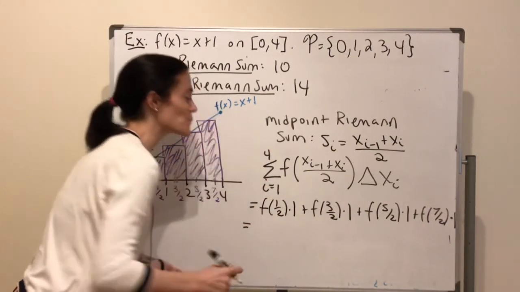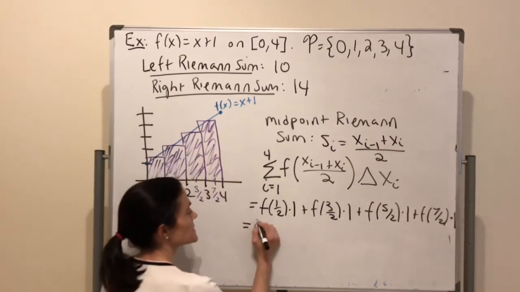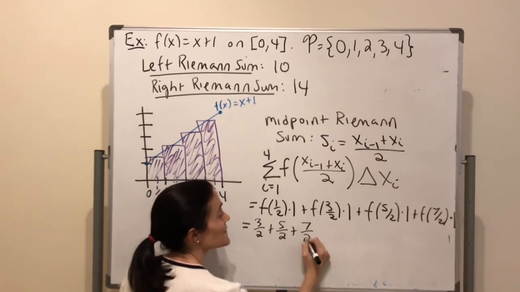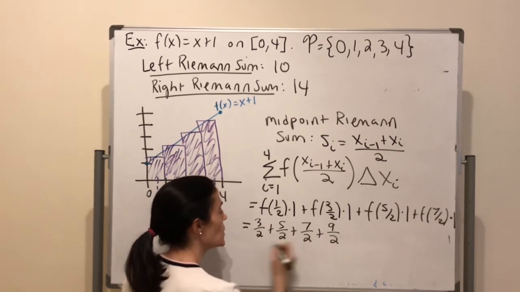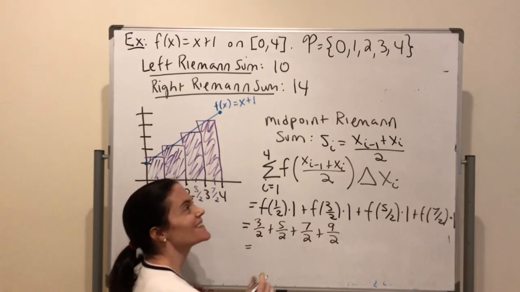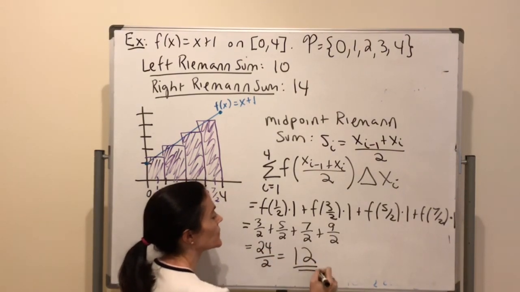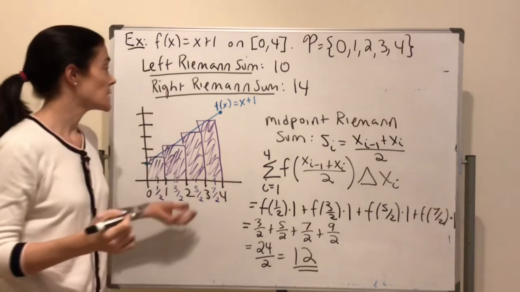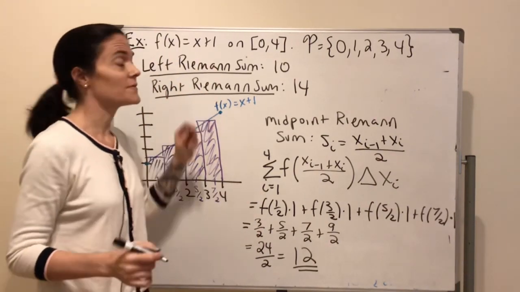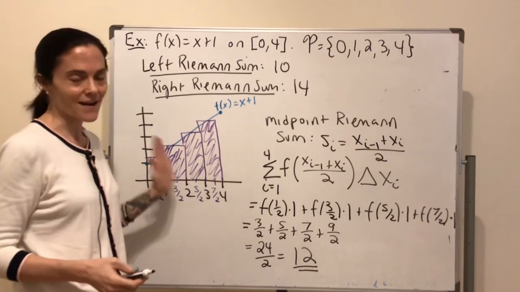Now, what is this? Well, the function value is just x plus 1. So this is 3/2 plus 5/2 plus 7/2 plus 9/2. We get 16 and 8/2, which is 24/2 or 12. Okay, and you see that in this example, this midpoint Riemann sum sits between the left and the right, and it certainly makes sense that it would if you think about the graph of the function.